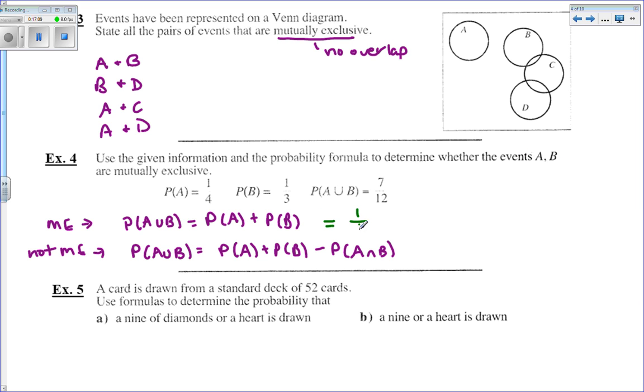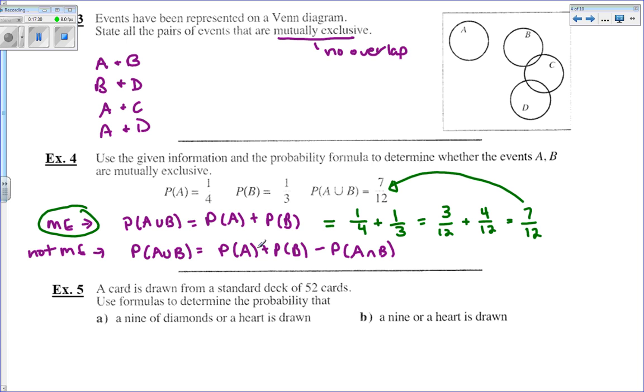So 1 over 4 plus 1 over 3. Okay, we need a common denominator, so let's make that 12. So that becomes 3 over 12 plus 4 over 12, which is 7 over 12. And since this equals the probability of A or B, then that means these events are mutually exclusive. If you added the probability of A to the probability of B and you got a number different than 7 over 12, then that would mean they were not mutually exclusive.